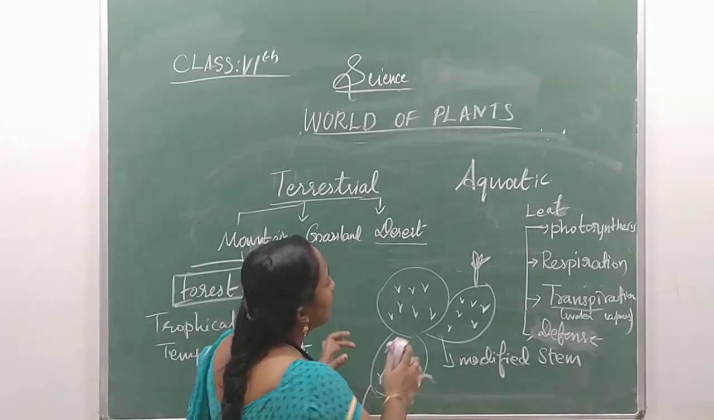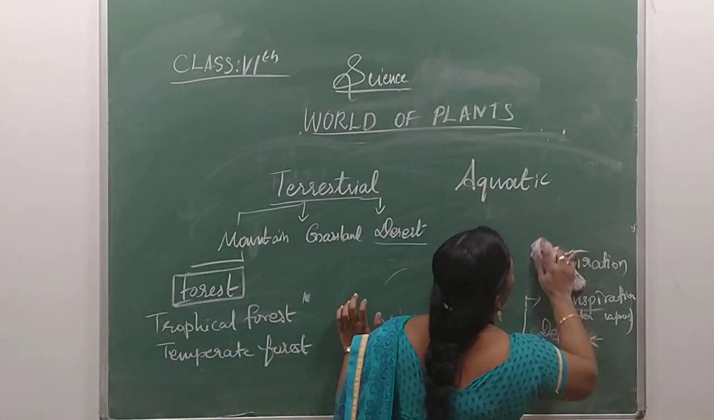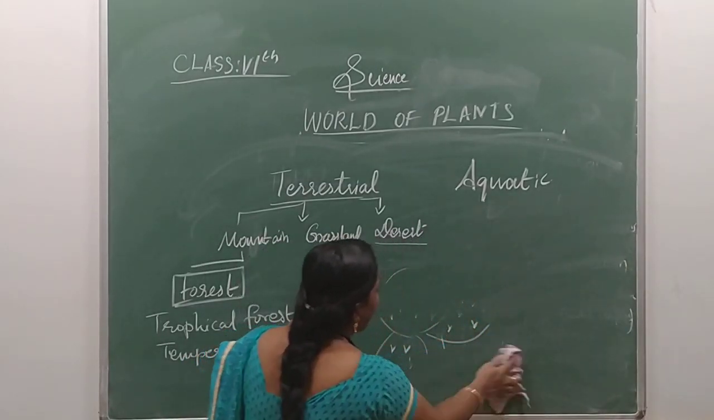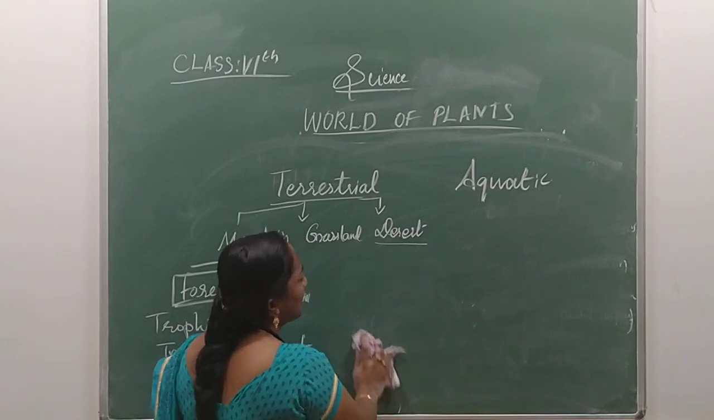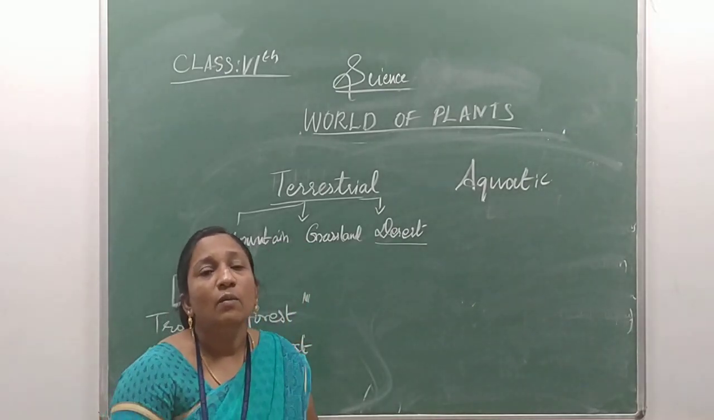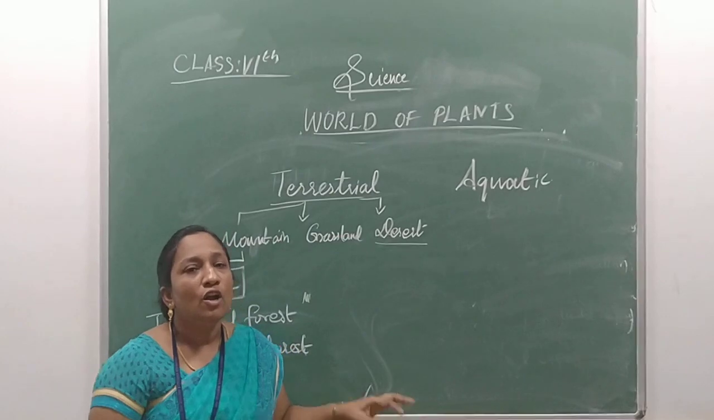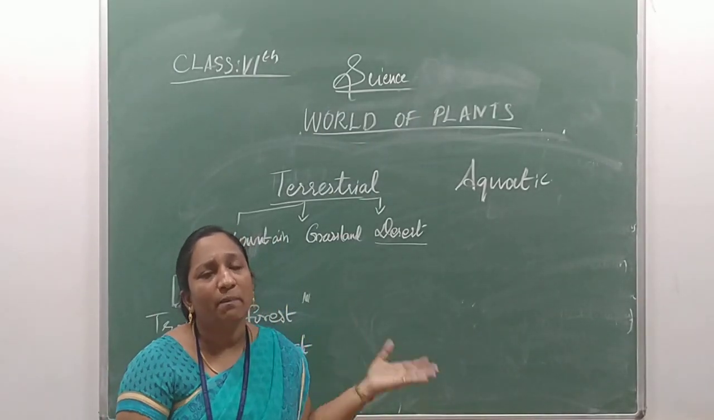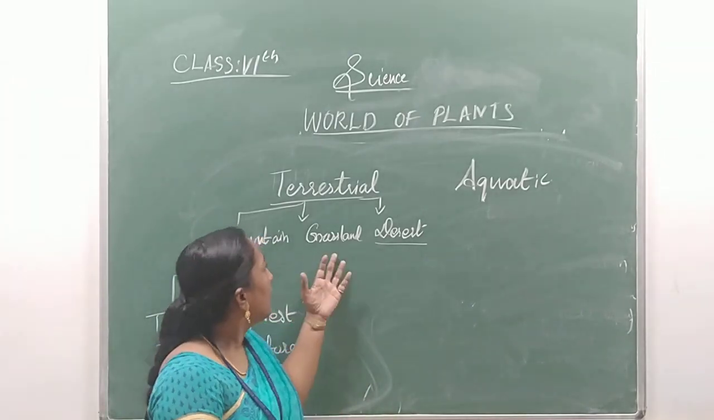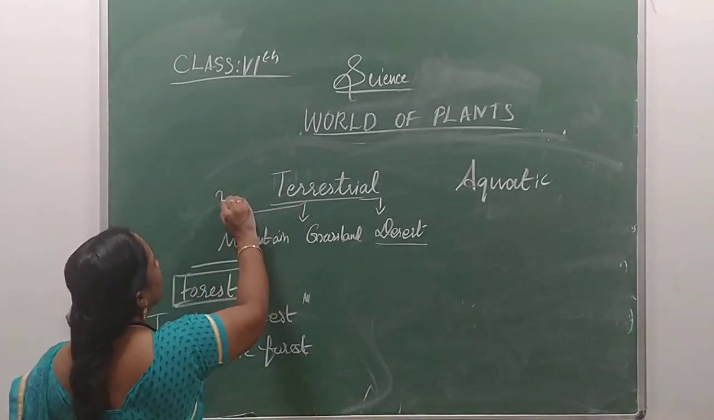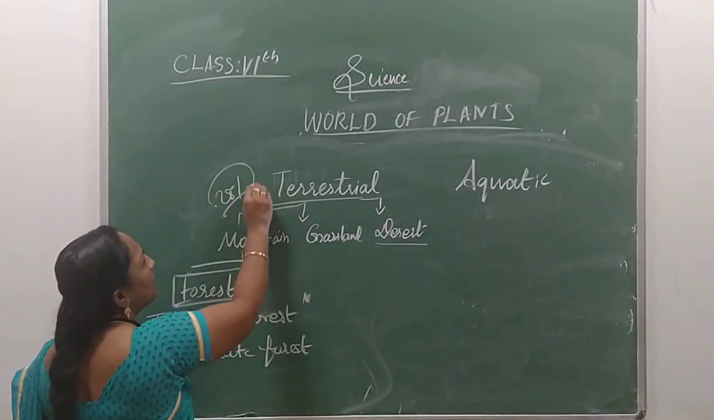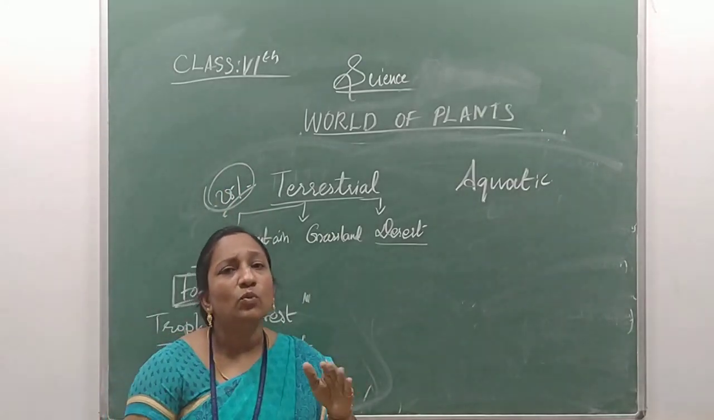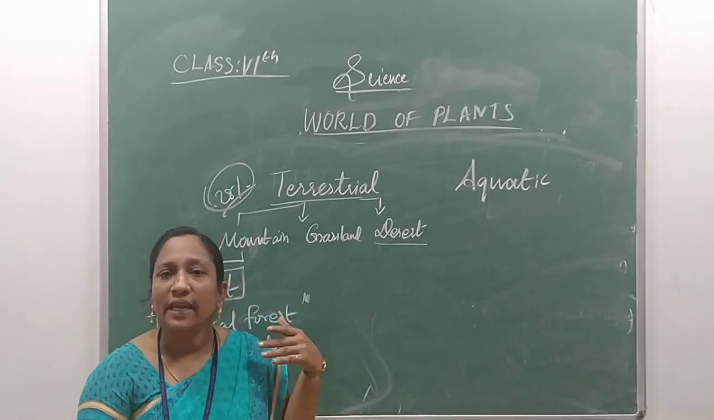And next one, we already learned about aquatic. What did I say about aquatic? The Earth looks like a blue marble because how much of the Earth is covered by ocean? 70%. And the land is only 28%. Only 28% of the Earth is occupied by land.